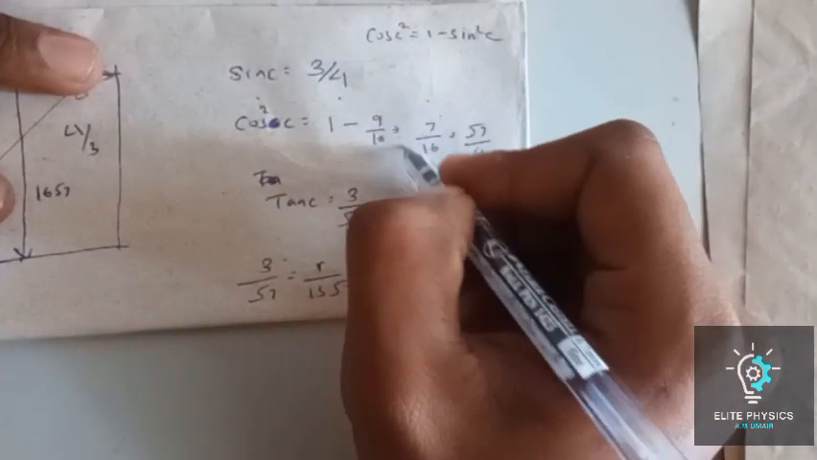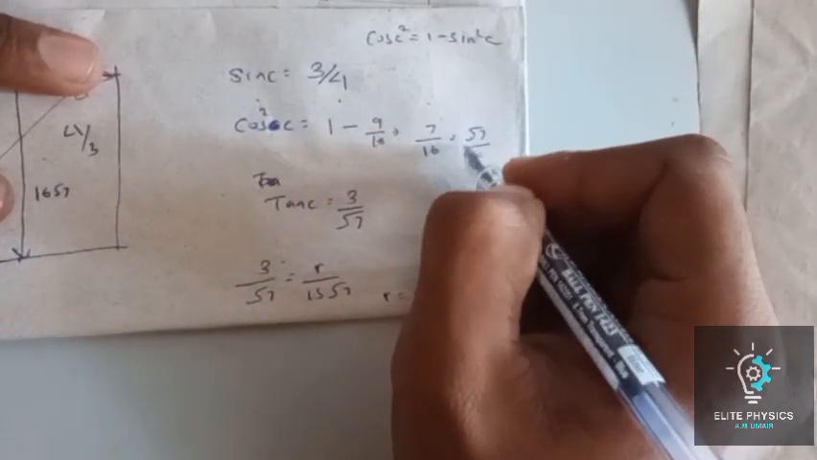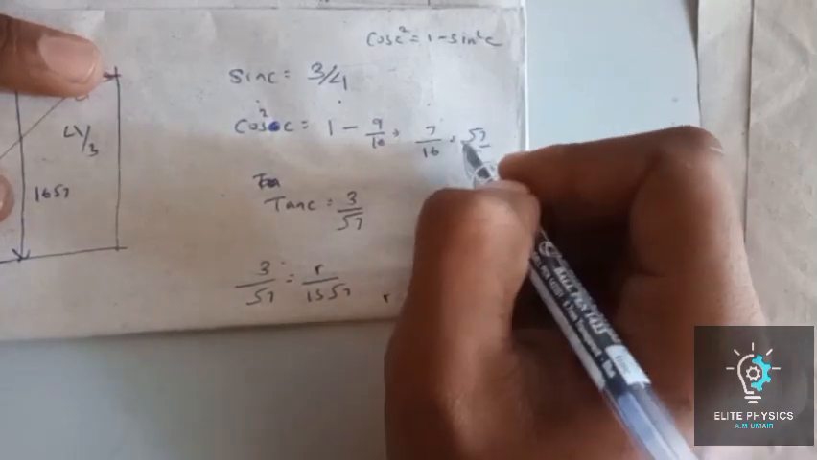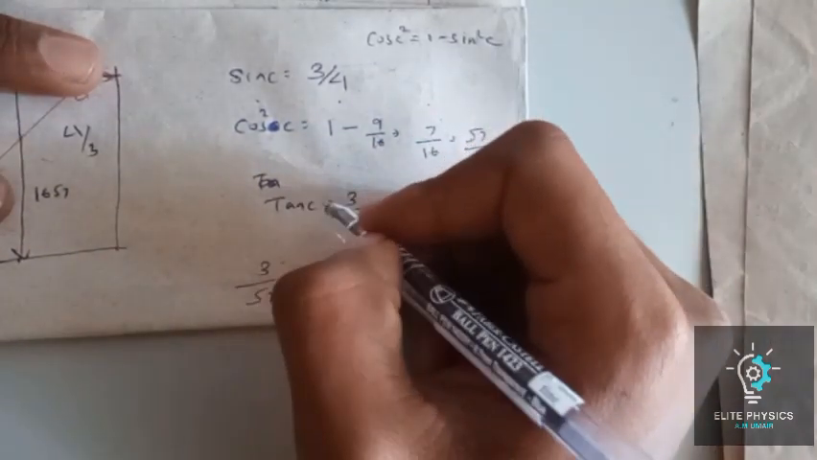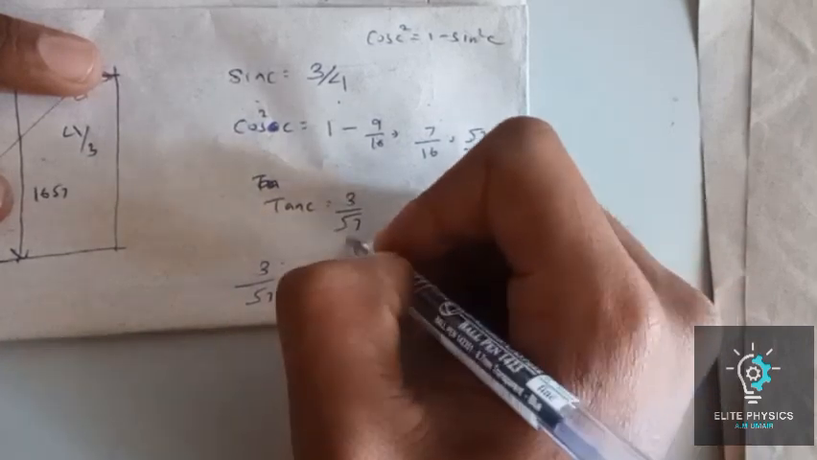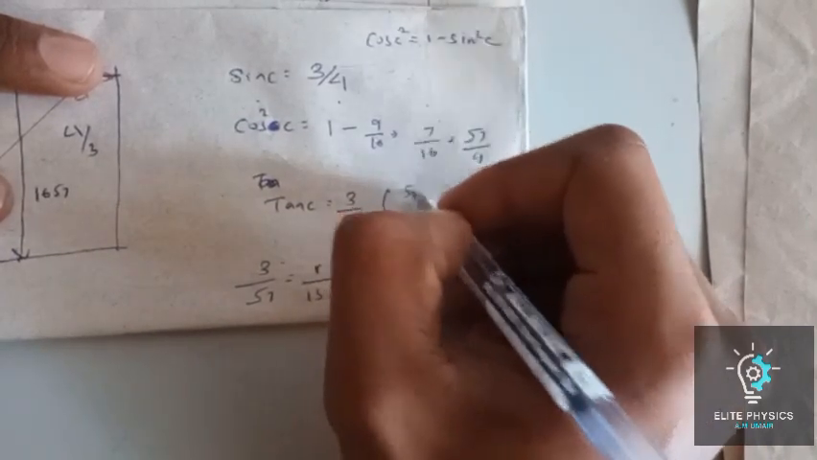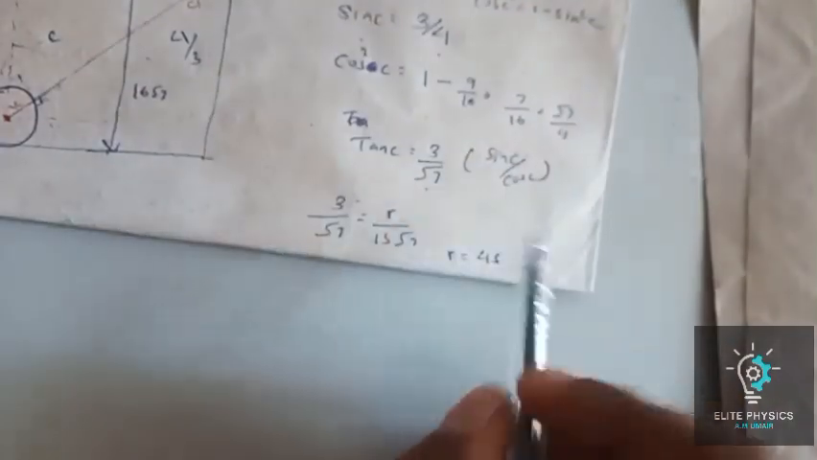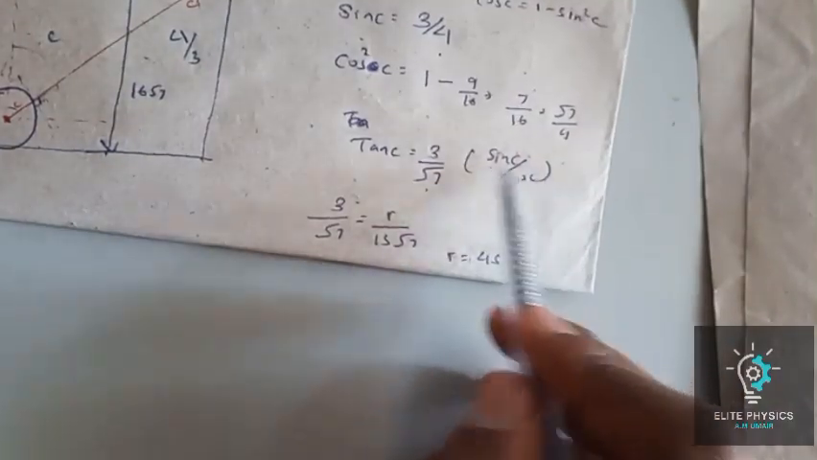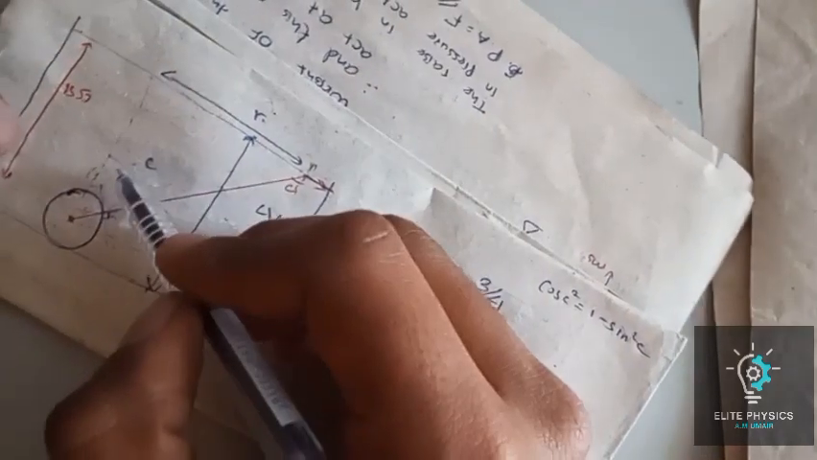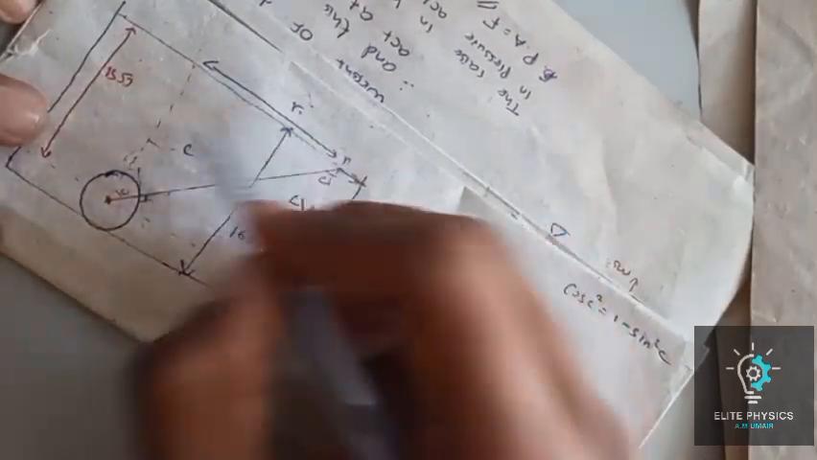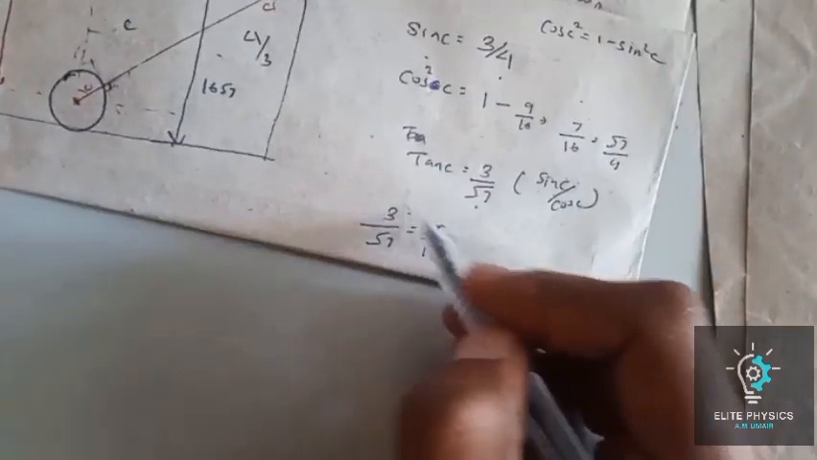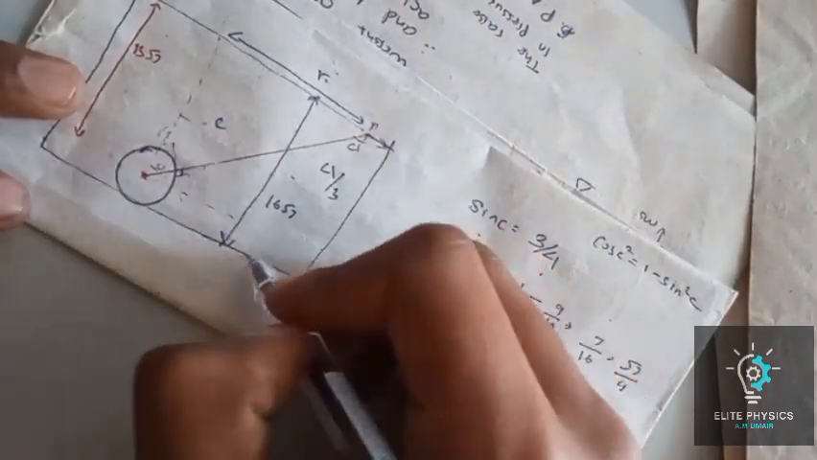Now this is going to be for cos squared C, and cos C is supposed to be equal to root 7 over 4. So if you found tan C, it's going to be 3 by root 7, you should understand sin C upon cos C. So tan C is equal to 3 over root 7. And if you found the tan C here, it's going to be opposite over adjacent, which is r over this height. Now if you understand entirely, it's going to be 16 root 7.